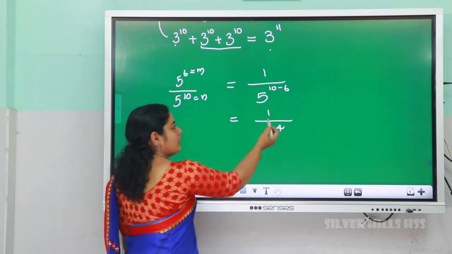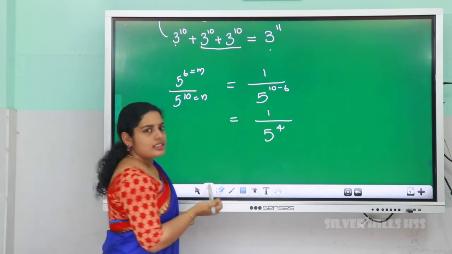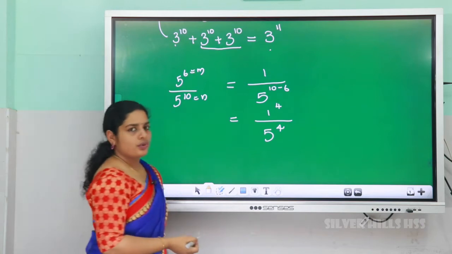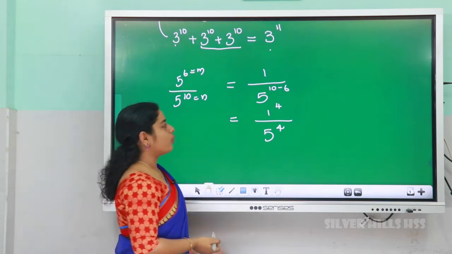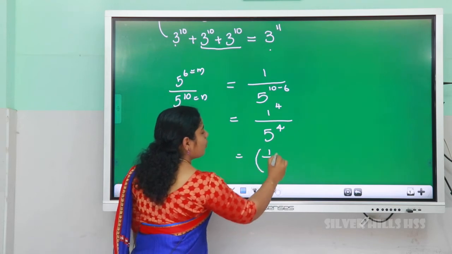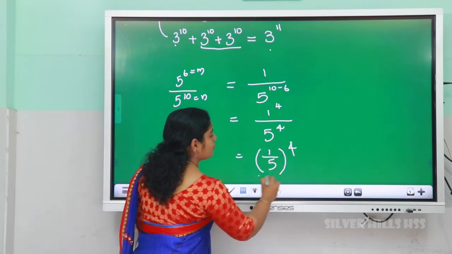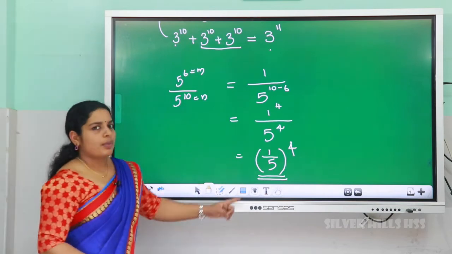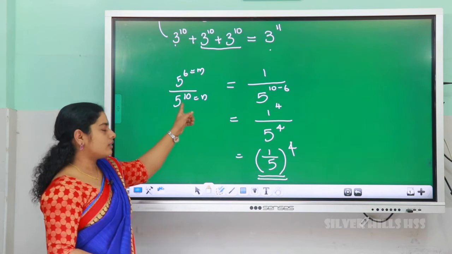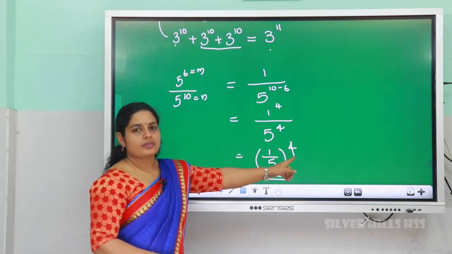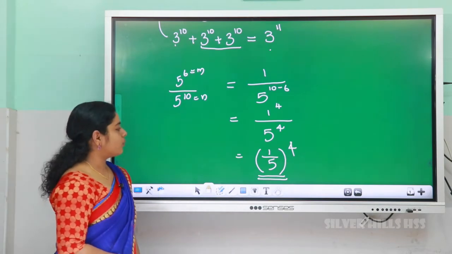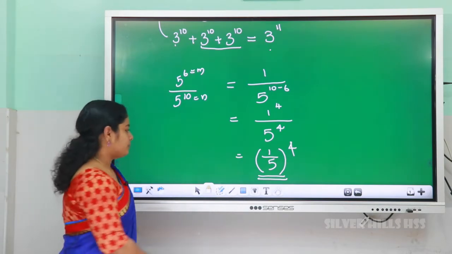Since all the powers of 1 is 1 itself, if you want, you can write here, 1 raised to 4 is 1 itself. 1 raised to 4 by 5 raised to 4 is equal to 1 by 5 whole raised to 4. So, what is the power of 1 by 5? If we divide 5 raised to 6 by 5 raised to 10, it is 4. The power of 1 by 5 is 4. That is the answer for the third question.